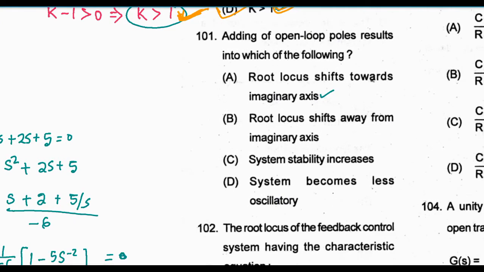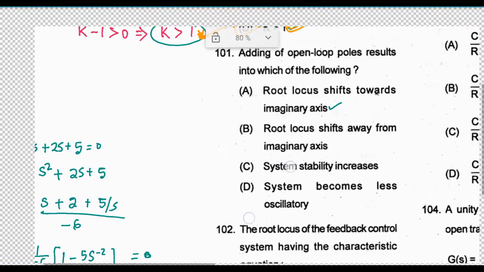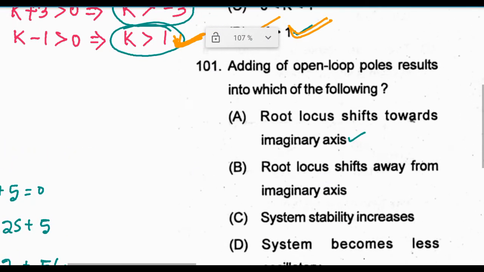Adding of open loop poles results into which one of the following? Option A, root locus shifts towards imaginary axis. Option B, root locus shifts away from the imaginary axis. Option C, system stability increases. Option D, system becomes less oscillatory. So here the answer is directly: the root locus shifts towards the imaginary axis.